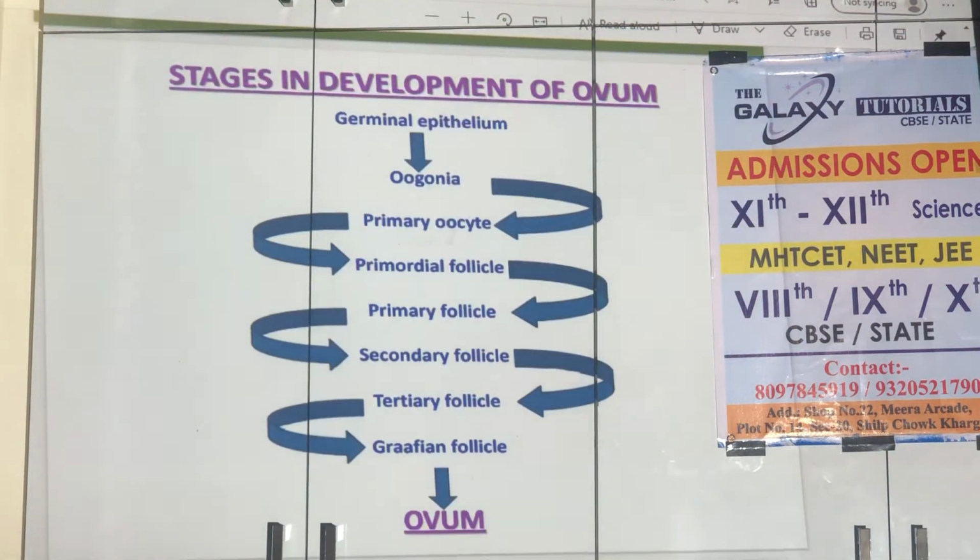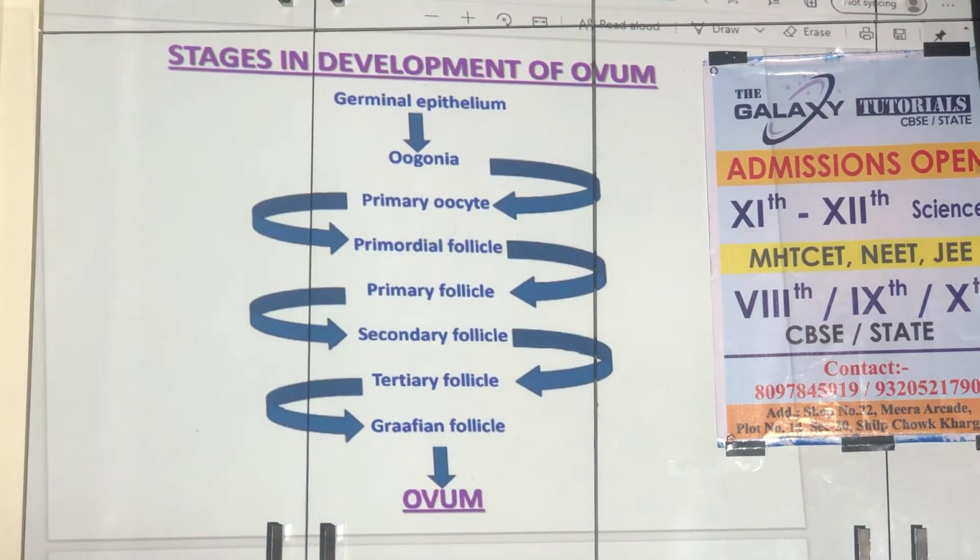What are the stages in the development of the ovary? In short, first germinal epithelium, then it becomes oogonia, then primary oocyte, then primordial follicle, which develops into primary follicle, which metamorphoses into secondary follicle. All this is not required too much. The primary follicle, secondary follicle, Graafian follicle, and ovum are the stages, where it develops in a gradual manner, taking its own period of the menstrual cycle to develop.